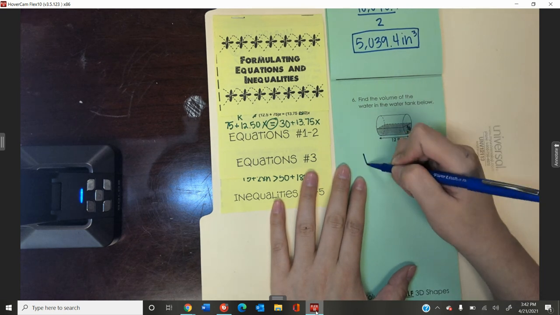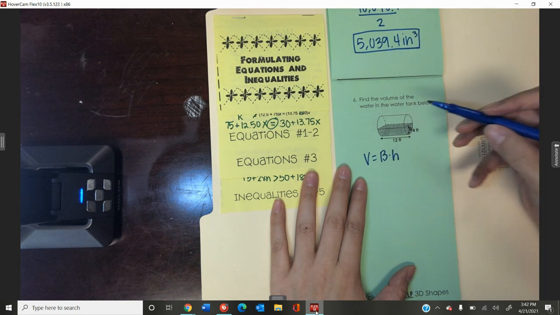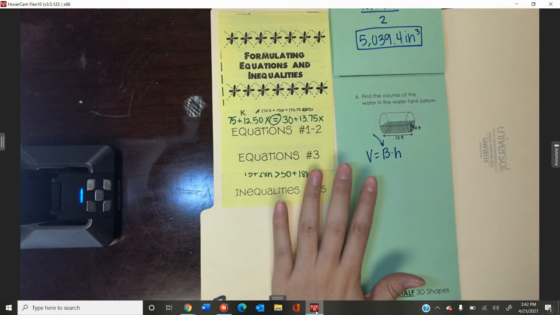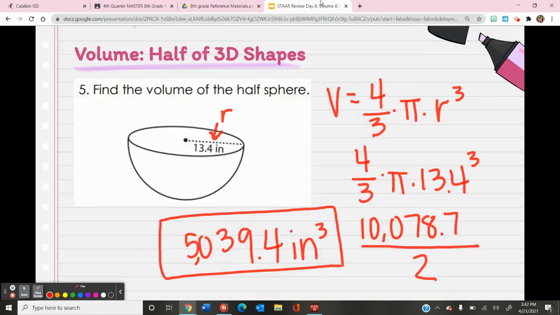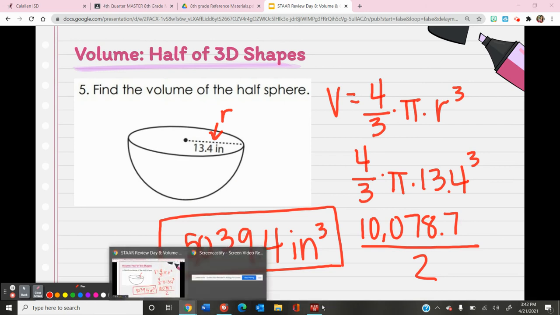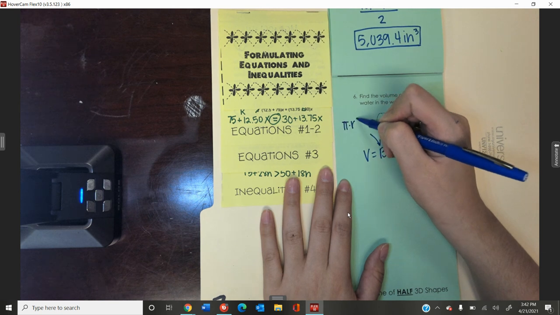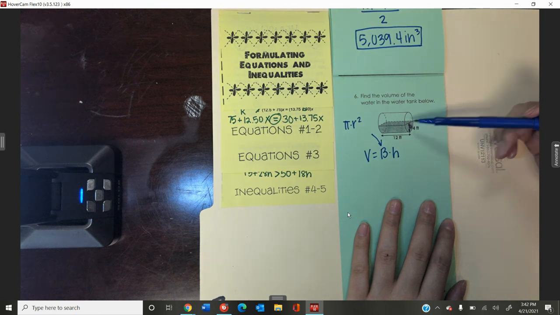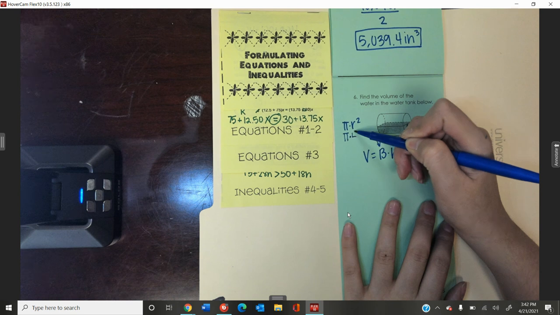So we have V equals big B times little h. Again, that big B stands for the area of your base. Here on the cylinder, your base is a circle. Therefore, I'm finding the area of a circle. Now, what's the formula for area of a circle? It's pi times r squared. Again, we're getting that right here. So, going back to our dot cam, pi times r squared. Now, what's my radius here? So here I see that this goes up 4. So my radius is going to be 4. So I have pi times 4 squared.